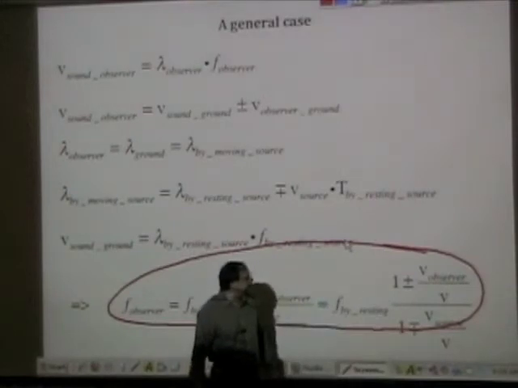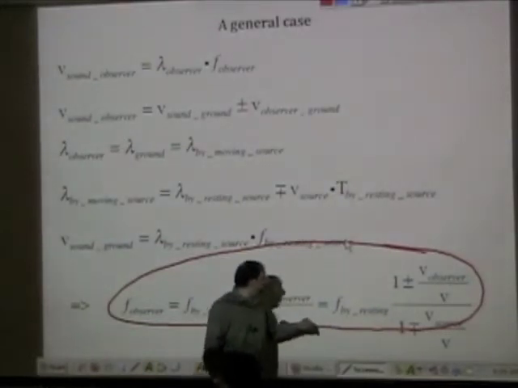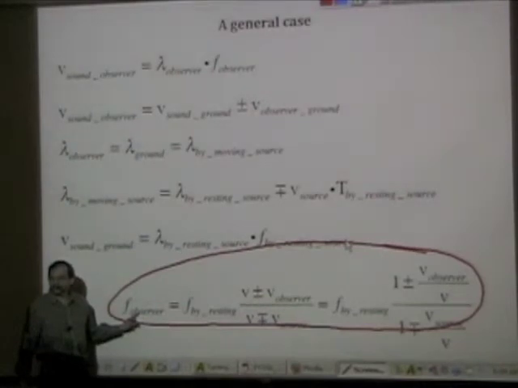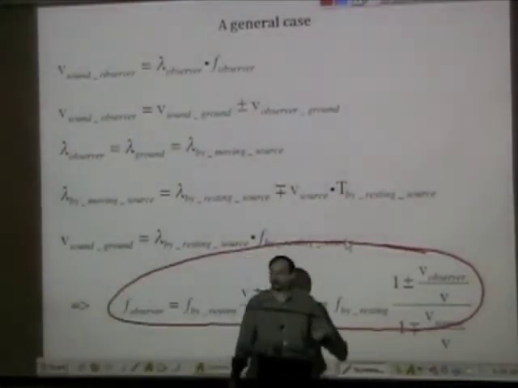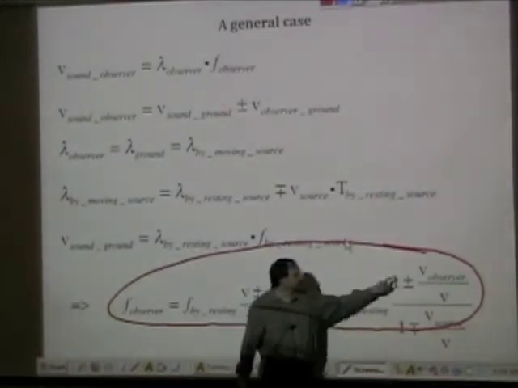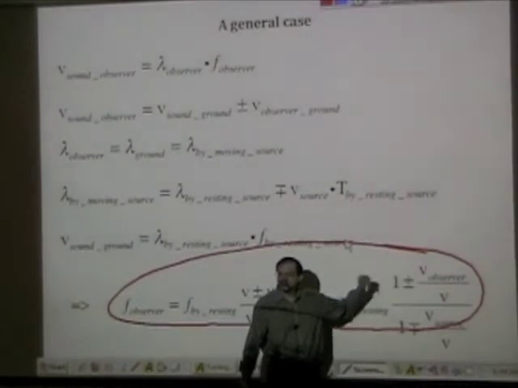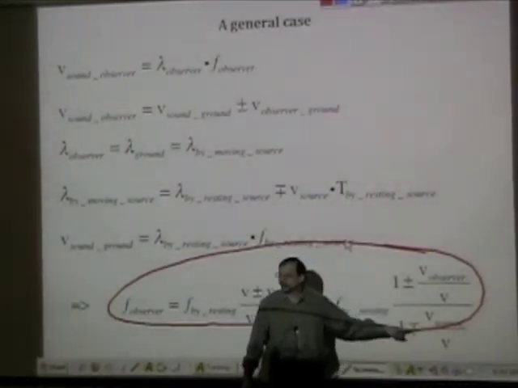Well, we need to understand a simple mathematical fact. If you want to increase the frequency relative to the stationary case, what would you do? You have two options. You should either choose plus in the numerator of this fraction, or you should choose minus in the denominator of this fraction.